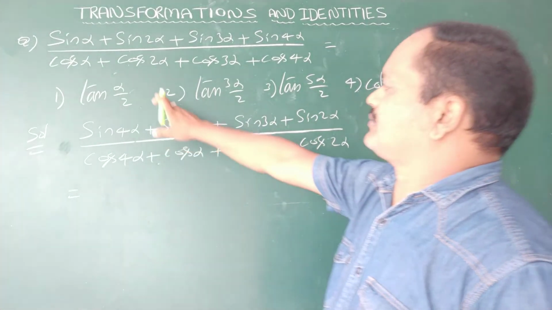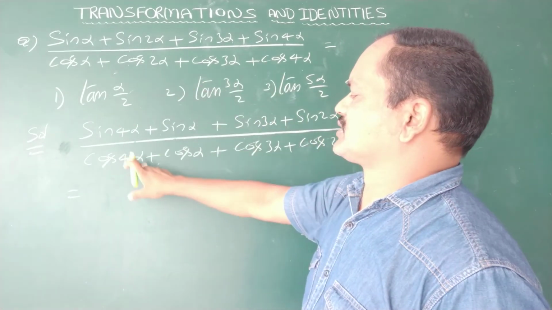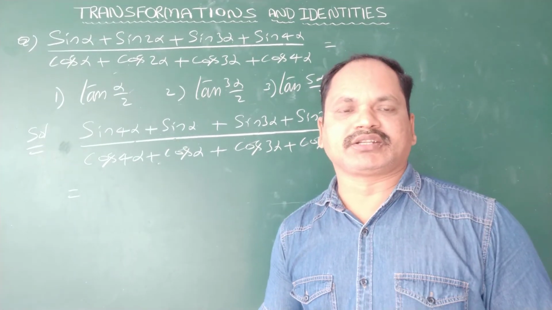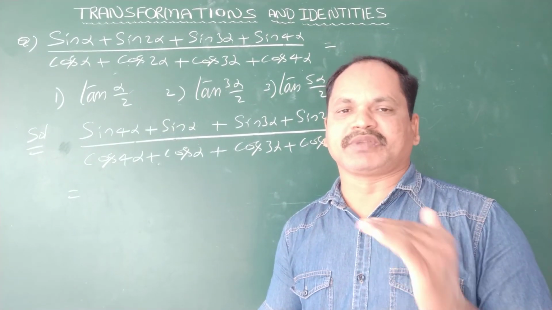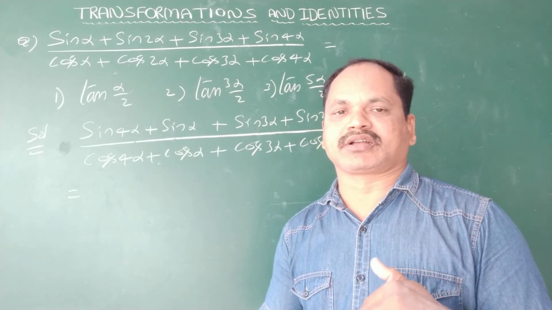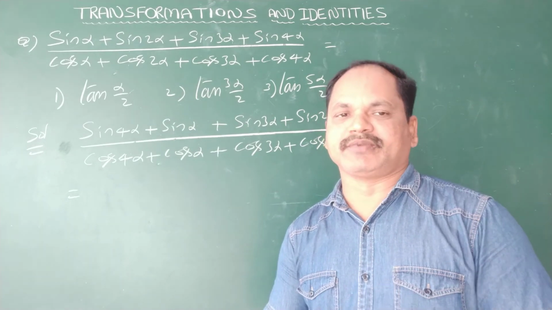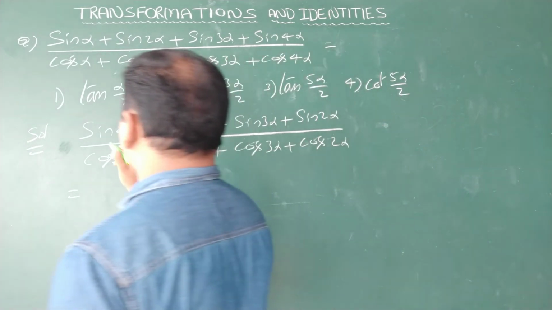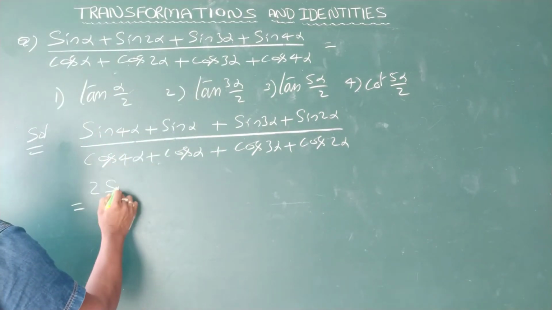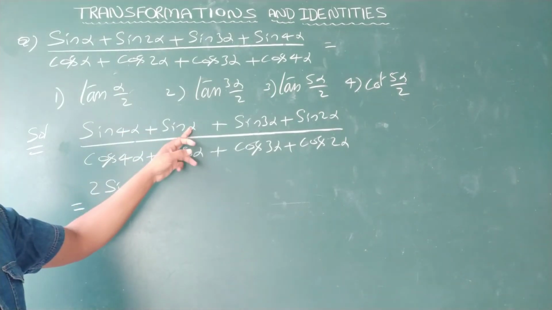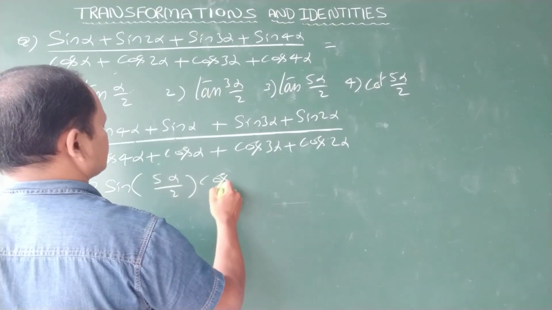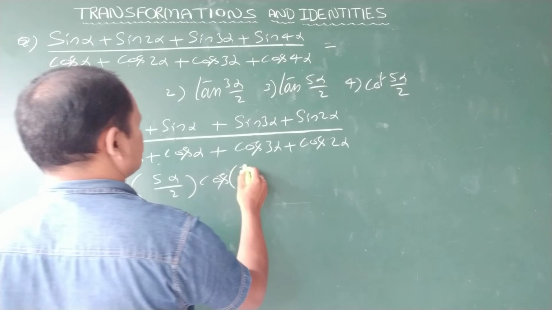In the denominator, same, we have sin 4 alpha plus sin alpha plus sin 3 alpha plus sin 2 alpha. According to the transformation formulas, sin c plus sin d is 2 sin (c plus d)/2 cos (c minus d)/2, and cos c plus cos d is 2 cos (c plus d)/2 cos (c minus d)/2. According to those forms, in the numerator this can be written as 2 times sin of (4 alpha plus alpha)/2, that is 5 alpha by 2, into cos of (4 alpha minus alpha)/2, that is 3 alpha by 2.